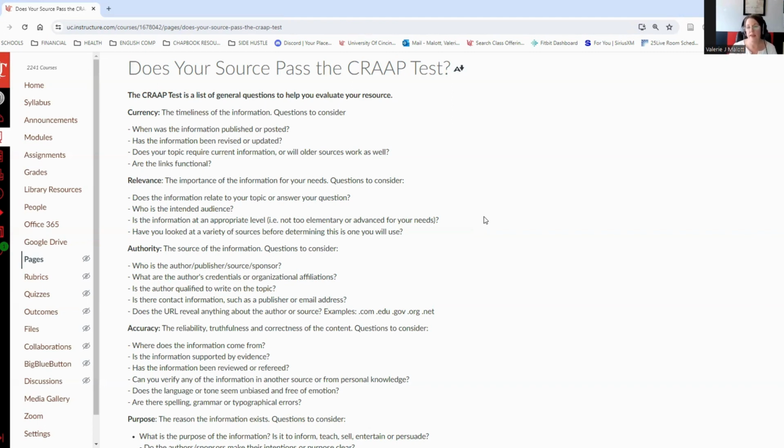Who is the source of the information? So you want to think about author, publisher, source, sponsor. What are their credentials? So we're dealing with ethos here, right? What are their credentials? Who are they affiliated with?